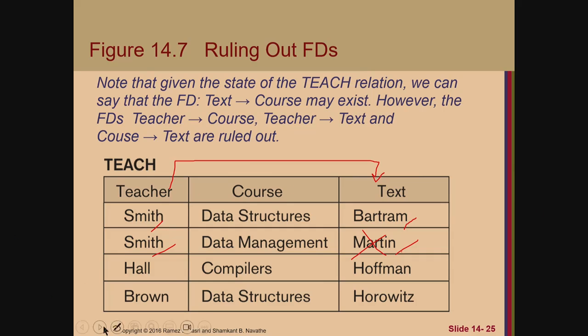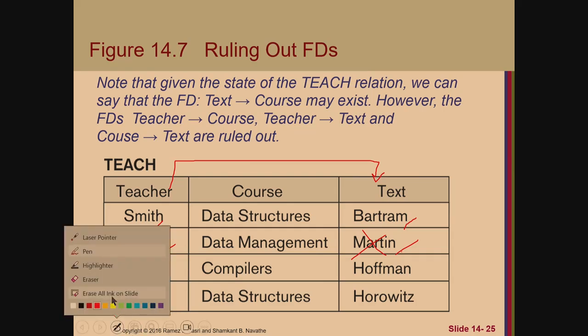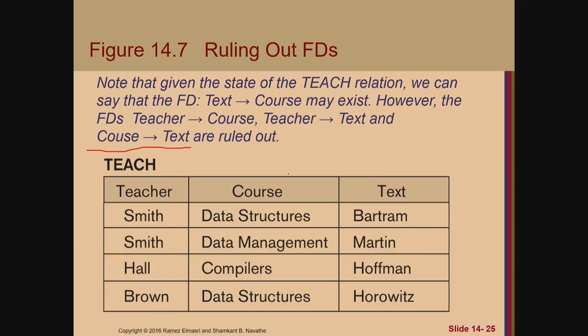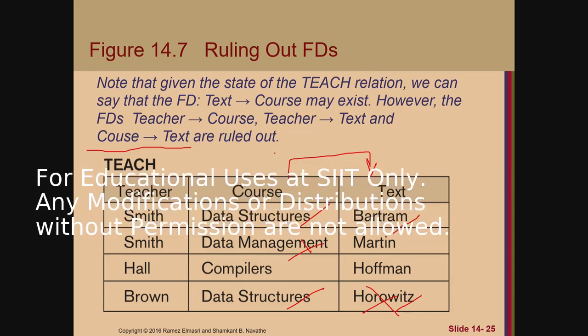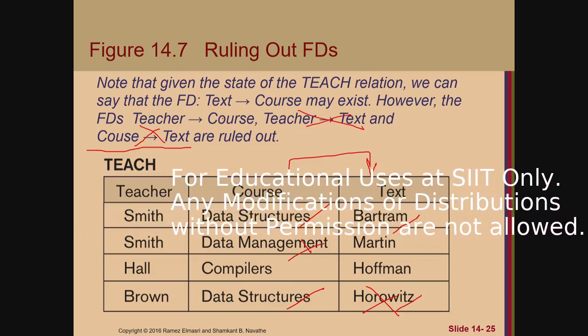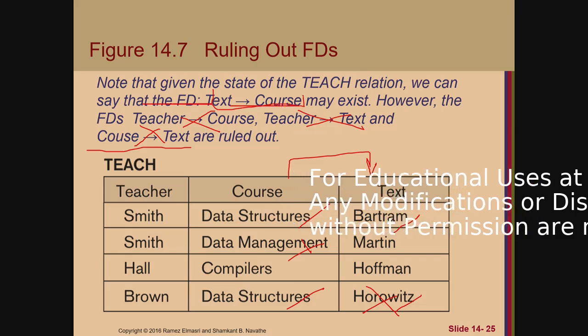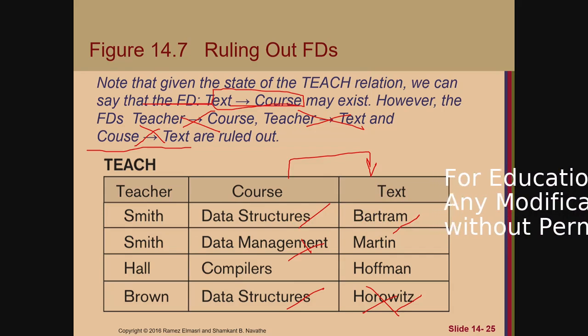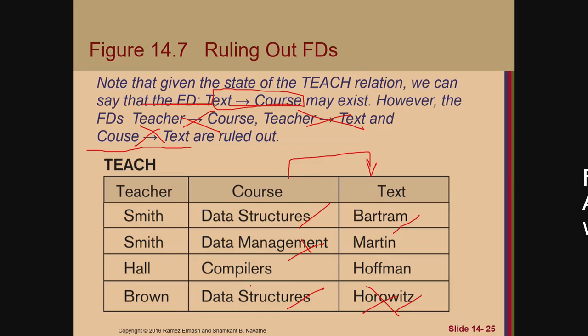The other one is course determines text. We just check the redundant data like data management, and data structures and data structures. If the same value of determiner, we should have the same value of text. But here the text is Bartram and Horowitz, so they are different. We can say that course cannot determine text. So this one cannot be, this one cannot be. Just only text determines course can exist in this relation, but not for sure.